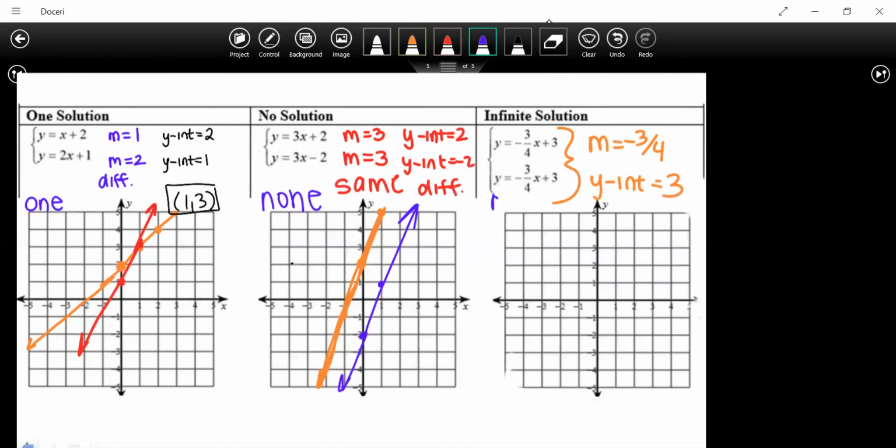Many. So many solutions is going to be good. And we're going to go up 3, down 3/4. It's going to be the same line. So I know mine's a little bit off. Leave me alone. Try my best. And that's all we're doing. Easy or hard?